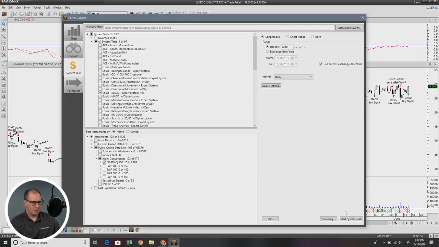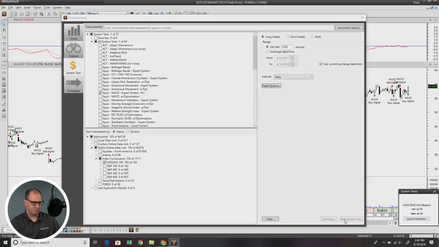So now I'm just going to run my system tester, and it's going to go through, in this circumstance, and put the MACD against this list of 100 stocks.